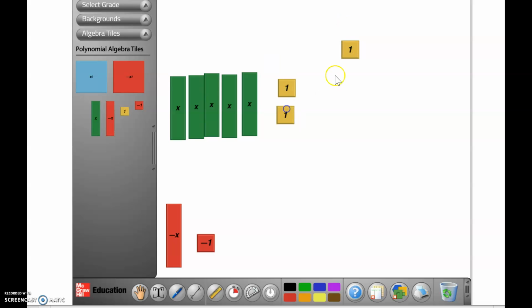And at this point, this is where we'd look for any 0 pairs. Remember, 1 positive and 1 negative tile of the same shape equal a 0 pair. In this case, we don't have any 0 pairs, so I just count up what I have. So I have 1, 2, 3, 4, 5 x's, and I have 3 1's. So back to my problem.